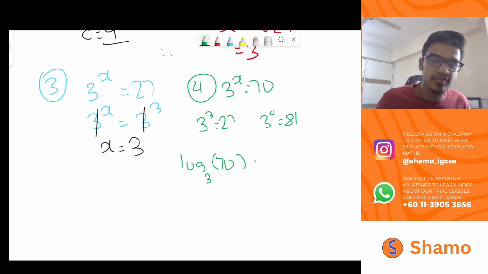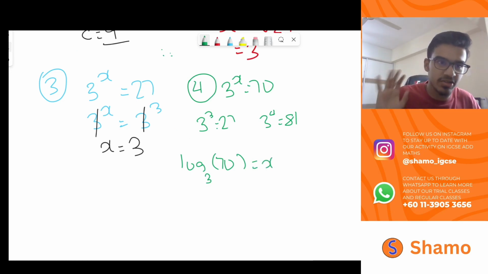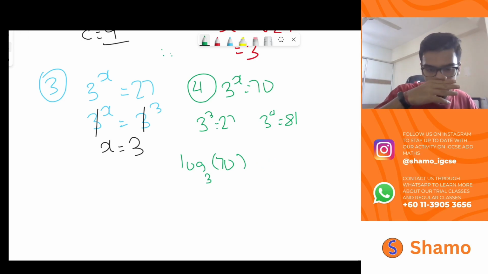But if you already know logarithms, you will know this is equal to x. But I'm not solving an equation right now. I'm just trying to explain the concept. So I won't write that yet. You can see there's this log written there. Then at the bottom there's a 3, and then you go back up to the top, there's a 70.